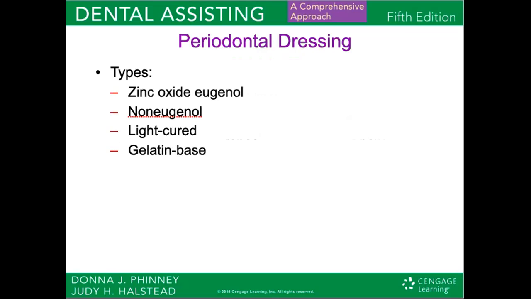Periodontal dressings are not used for medicinal purposes, but are instead used to protect the tissue during the healing process. They serve to minimize infection and bleeding, and protect tissues during mastication or chewing. They reduce pain, provide support for the teeth, and hold the flaps in place. There are a variety of materials that may be used, such as zinc oxide eugenol. There's also a non-eugenol type of material, light cured materials, and gelatin-based materials. Regardless of what material is used, the patient should be monitored for any allergic reactions.